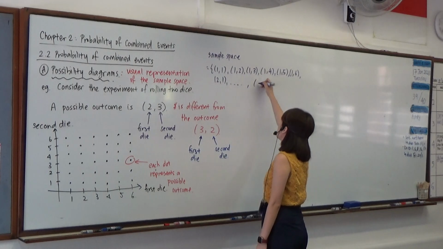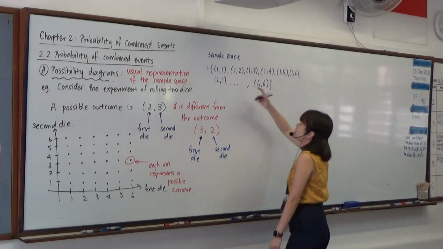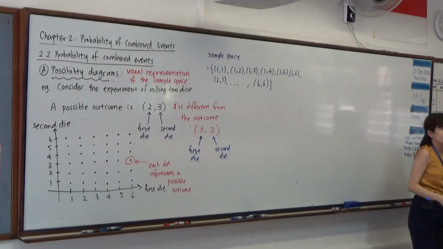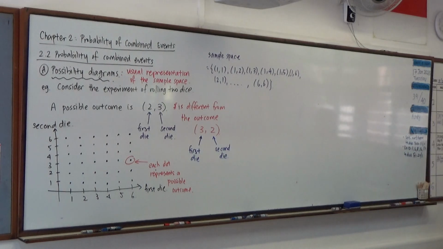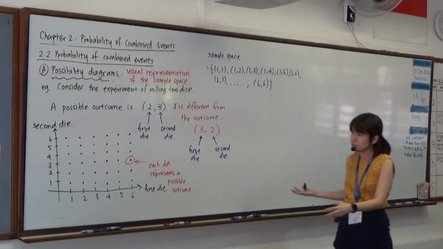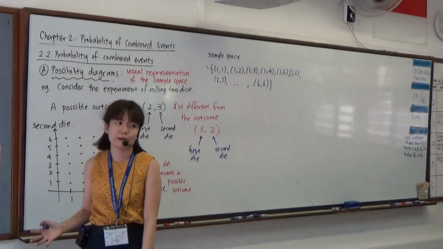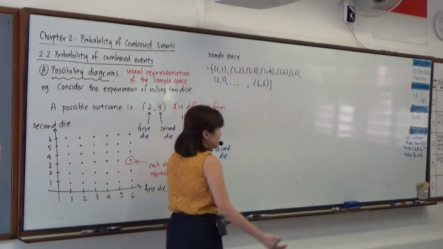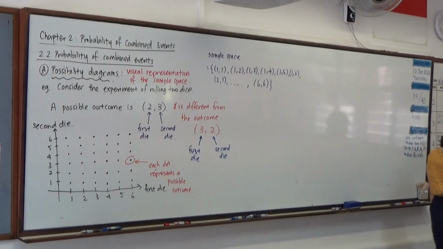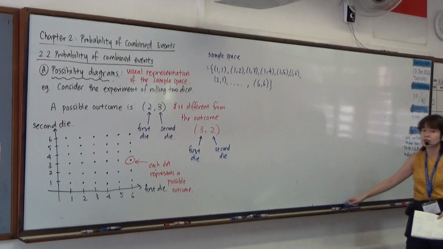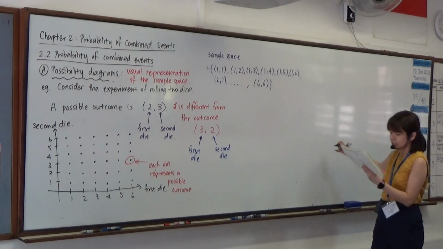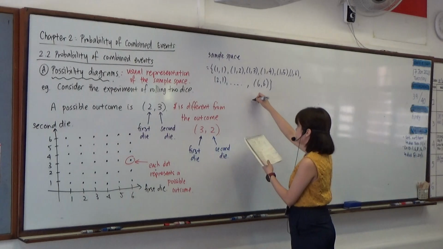Even I myself am giving up now. So I think you get the idea. It will be a very long list if you want to write out the full sample space itself, which explains why a more efficient method is to represent it in a possibility diagram. So let's make use of this possibility diagram. Let's look at worked example 3.